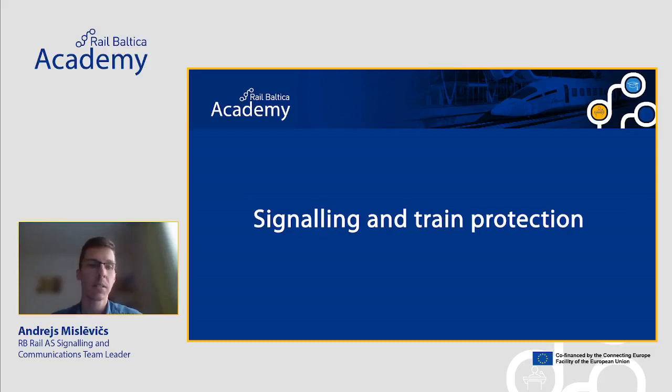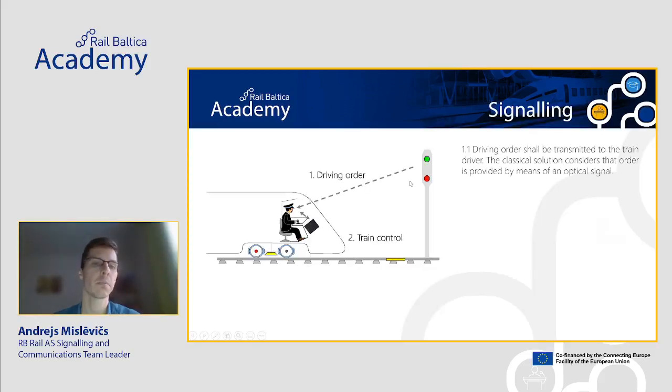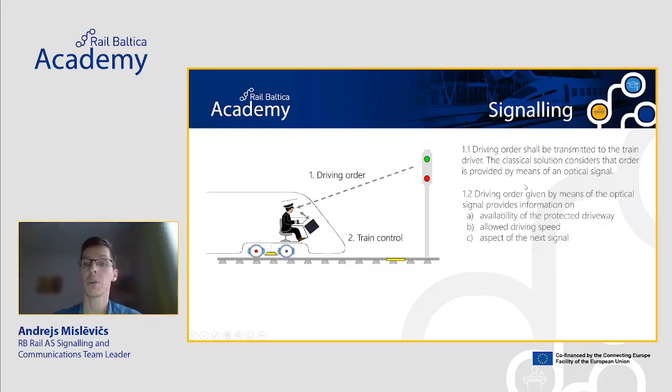The next subsystem is signaling and train protection. And this comes into play when the driveway is set, for example, and the driving order shall be transmitted to the train driver. So this is called signaling. The driving order by means of the signal is transmitted to the train driver. The classical or conventional solution considers that this is the optical signal. And such a driving order gives information on a few aspects. So first of all, that the protected or set and locked driveway is available. It gives information on the allowed driving speed, and it gives information on the aspect of the next signal.